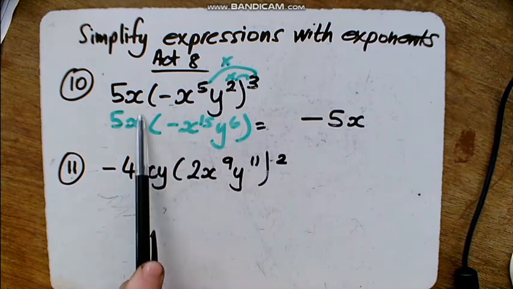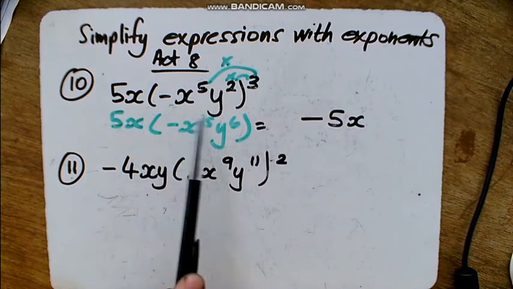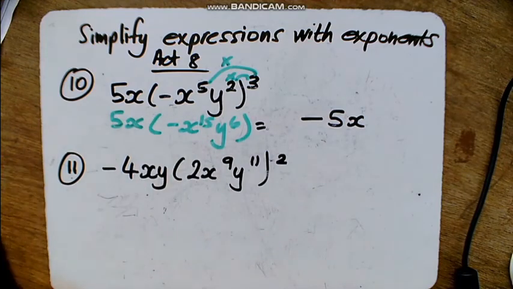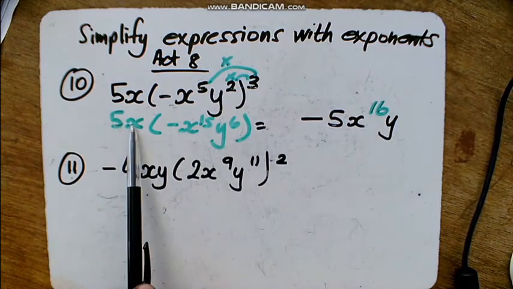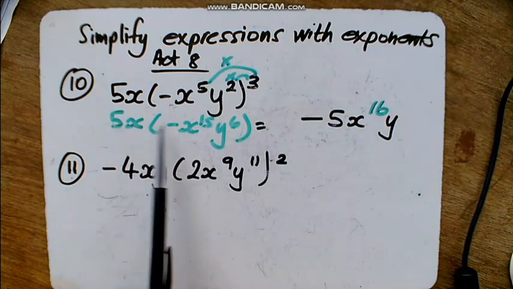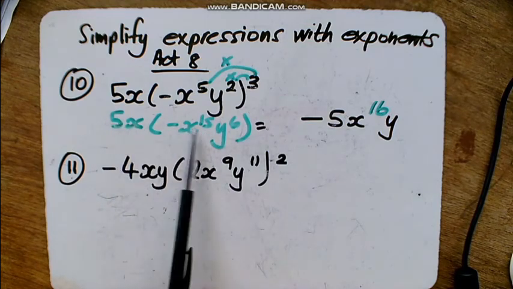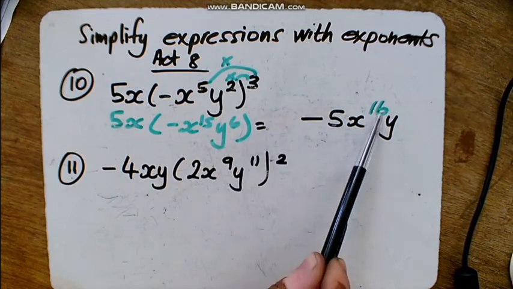X. What do we do to the exponents? Don't forget there's a 1 there. So 15 plus 1 will give us 16. Then we have the y to the 6. So we have 5x times that. So 5 times 1 will give us the 5. These are the same bases. That's how we get the 16.